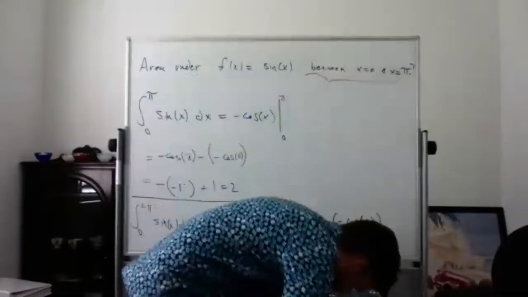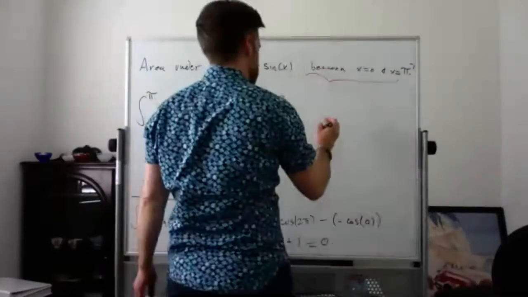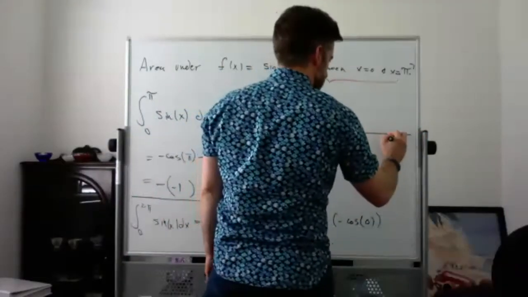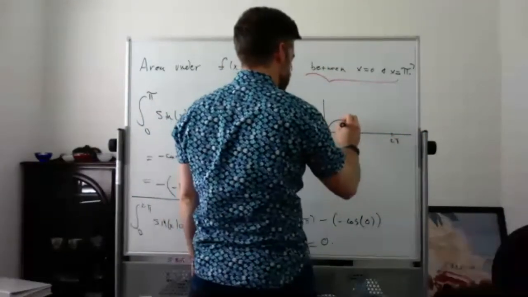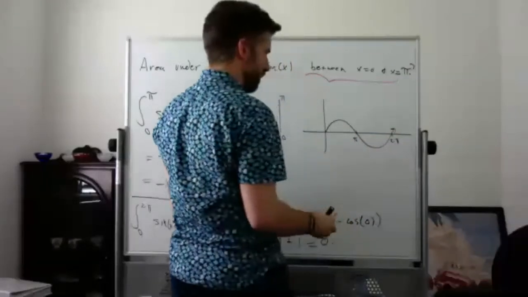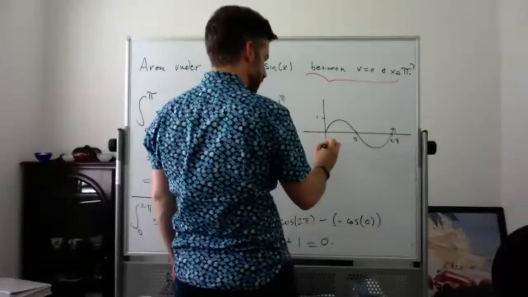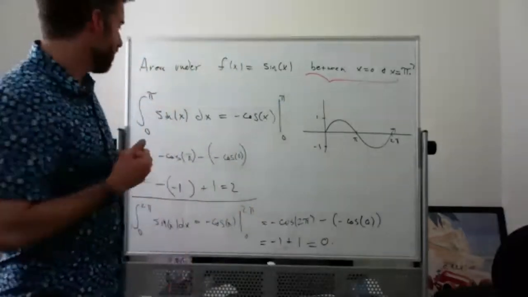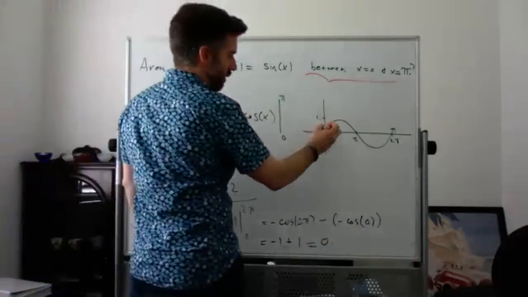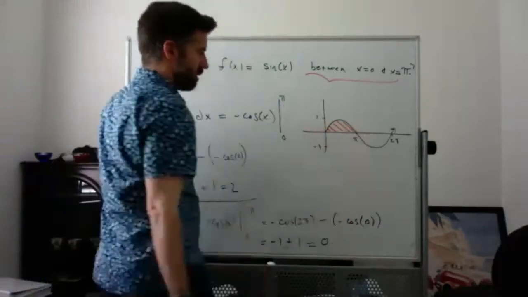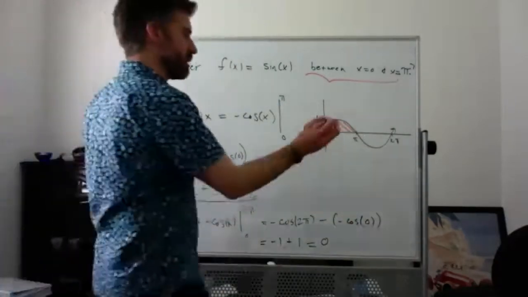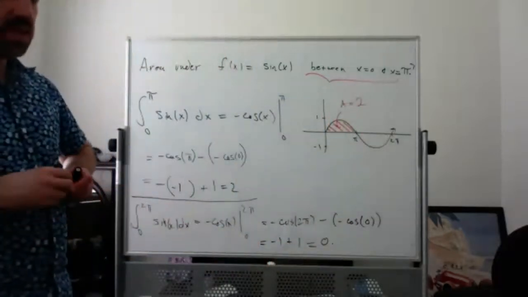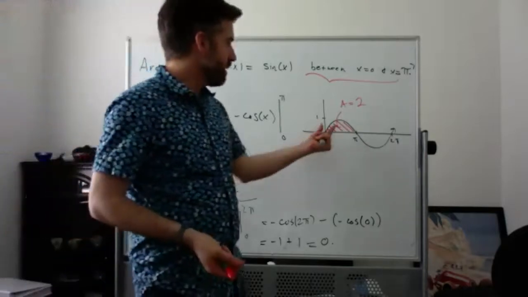Whoops, eraser, come back. So, pi, 2 pi. And here's my sine function from 0 to 2 pi, topping at 1 and bottoming at negative 1. So here's the deal. When I did the integral from 0 to pi, I calculated the area under the curve and above the x-axis. And that area is exactly 2 square units.